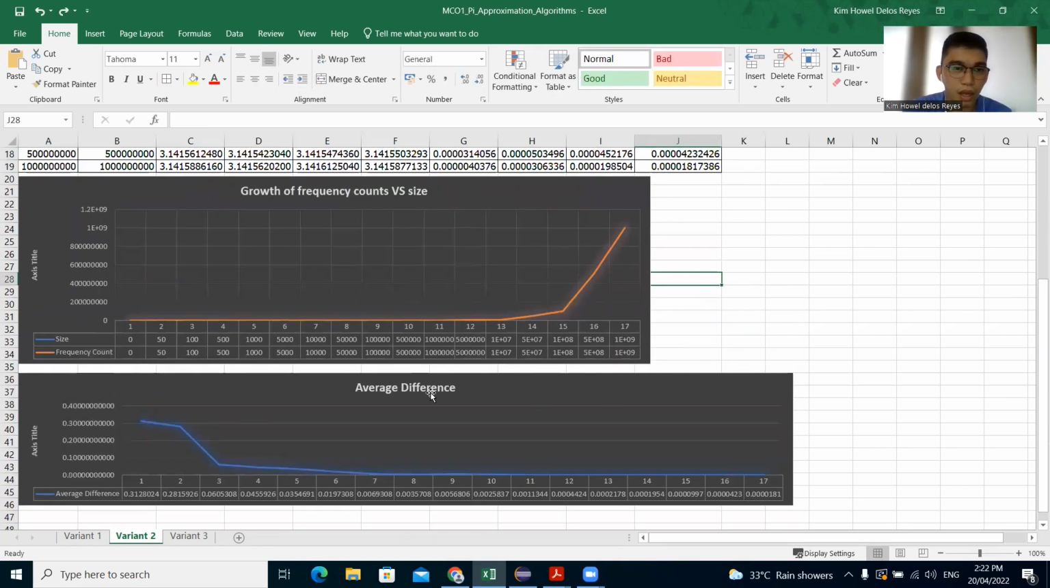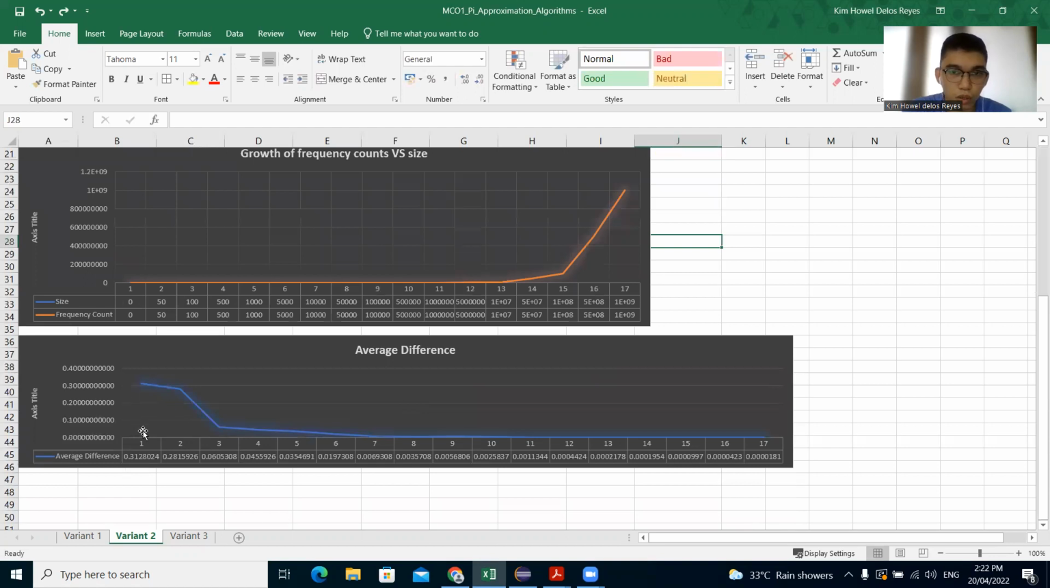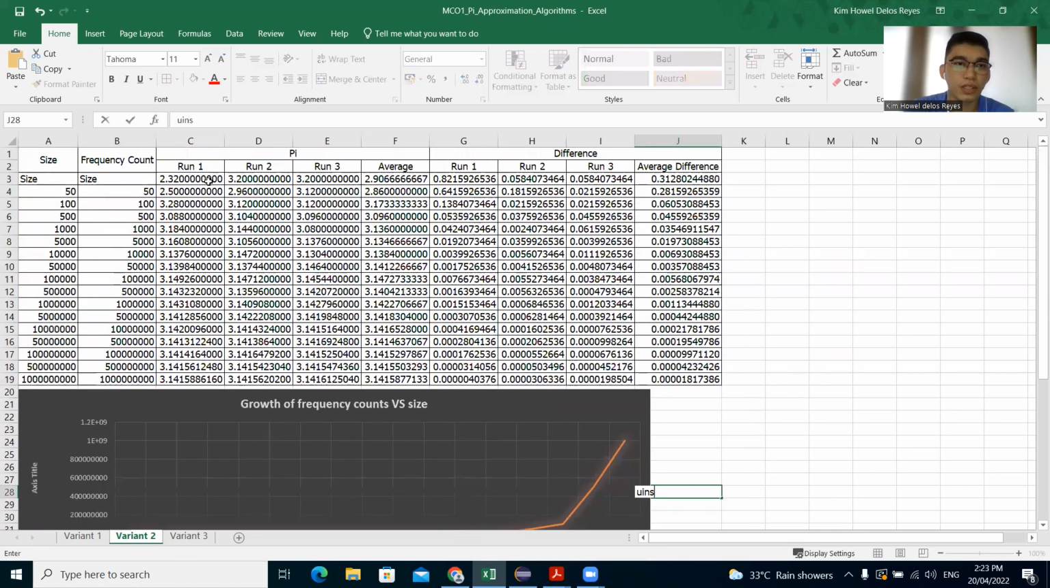Okay, and then the average difference. As we tend to increase the number of points being generated, the average difference tends to get lower and lower, approaching 0. I did averaging of 3 runs, to lessen the difference between the computed value of pi with respect to its actual value.